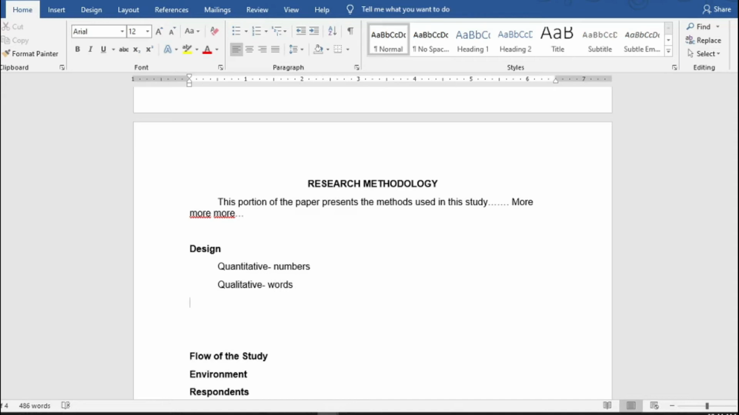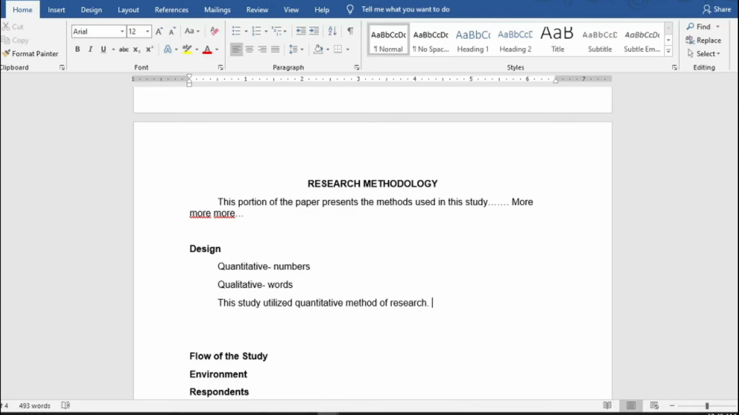Now if the nature of your research is dealing with numbers, we call it quantitative research. So you will say here, for example, quantitative: this study utilized quantitative method of research.